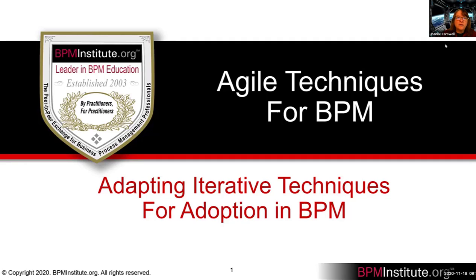So today we begin to talk about Agile techniques for BPM. And this is really kind of cool because we're going to talk about applying Agile to Six Sigma, Lean, re-engineering, and to BPM.